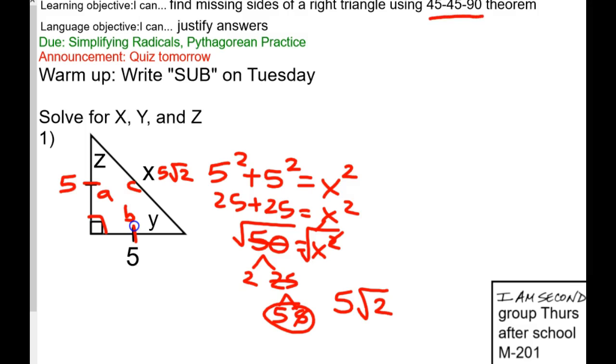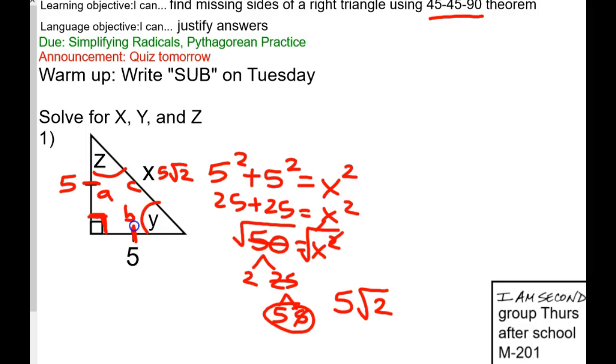We're doing 45, 45, 90. I want you to notice something. Well, first of all, let's figure out the angles, okay? We need to figure out z and y. Now, if this is a 90-degree angle, and we have two equal sides, what do we know about the opposite angles? They're also congruent. That was the Isosceles Theorem.